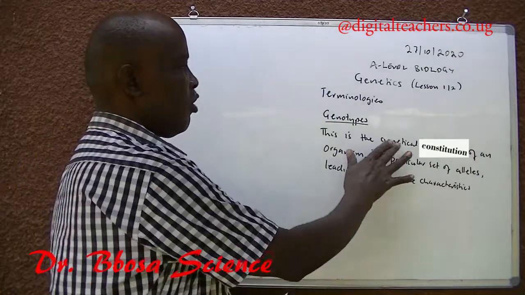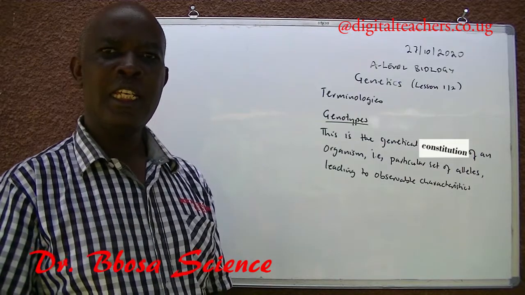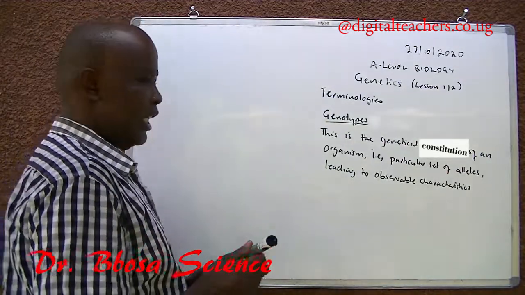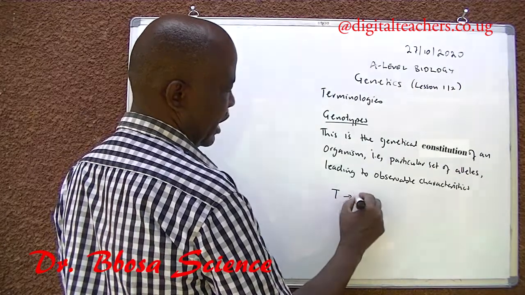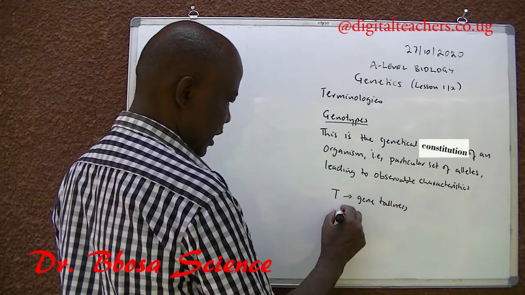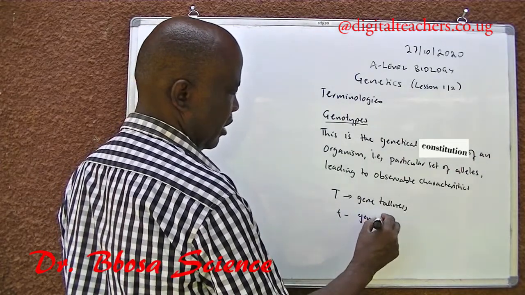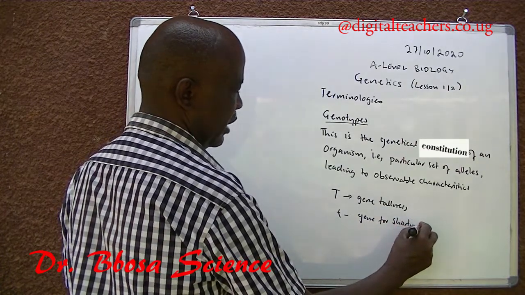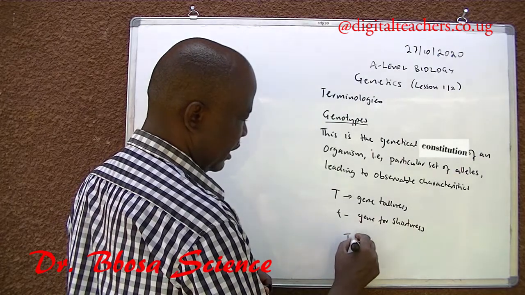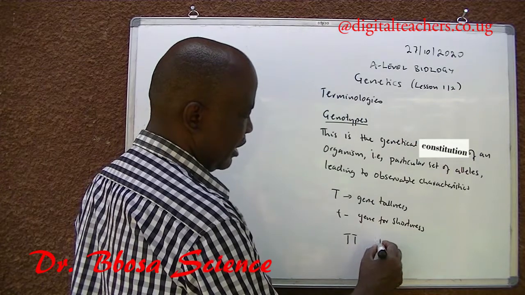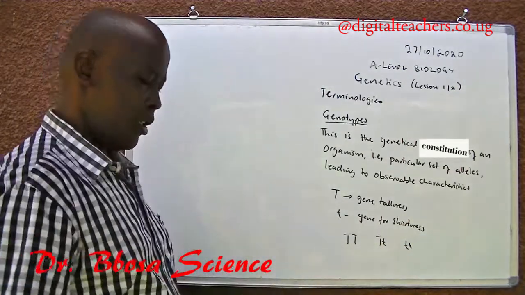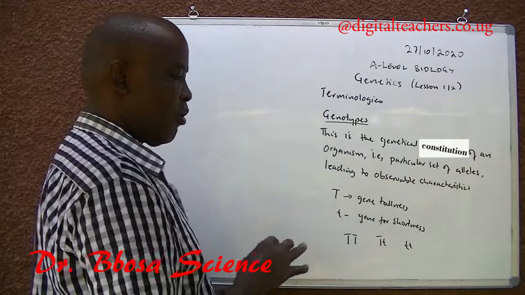Genotype. This is the genetic constitution of an organism, i.e. the particular set of alleles leading to observable characteristics. For example, if T represents a gene for tallness, and t represents a gene for shortness, we say that genes occur in a pair. One parent may have a set of genes which is TT. Another person may have a gene Tt. Then another person may have a gene tt. So the genetic constitution of an organism is what we call genotype.